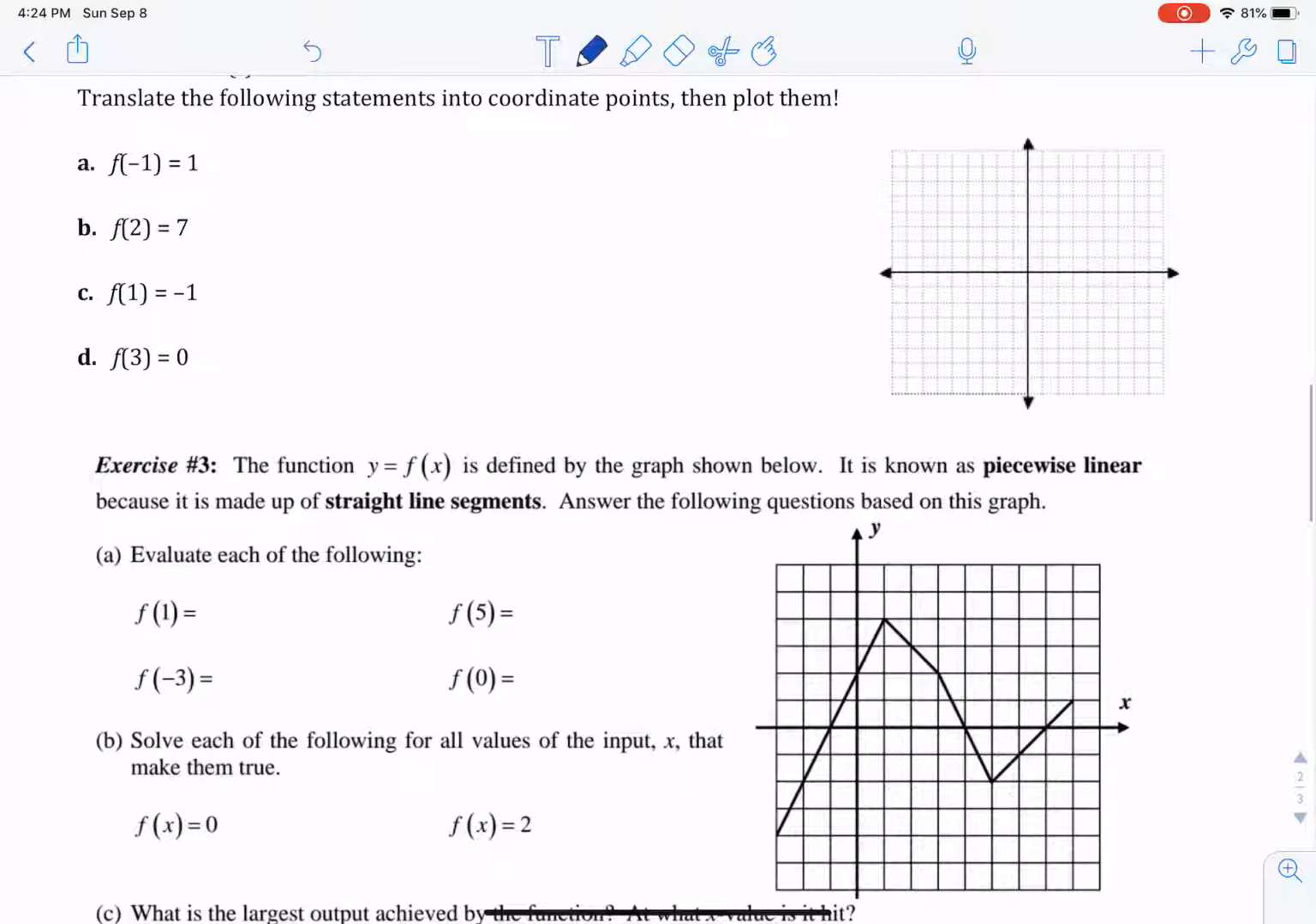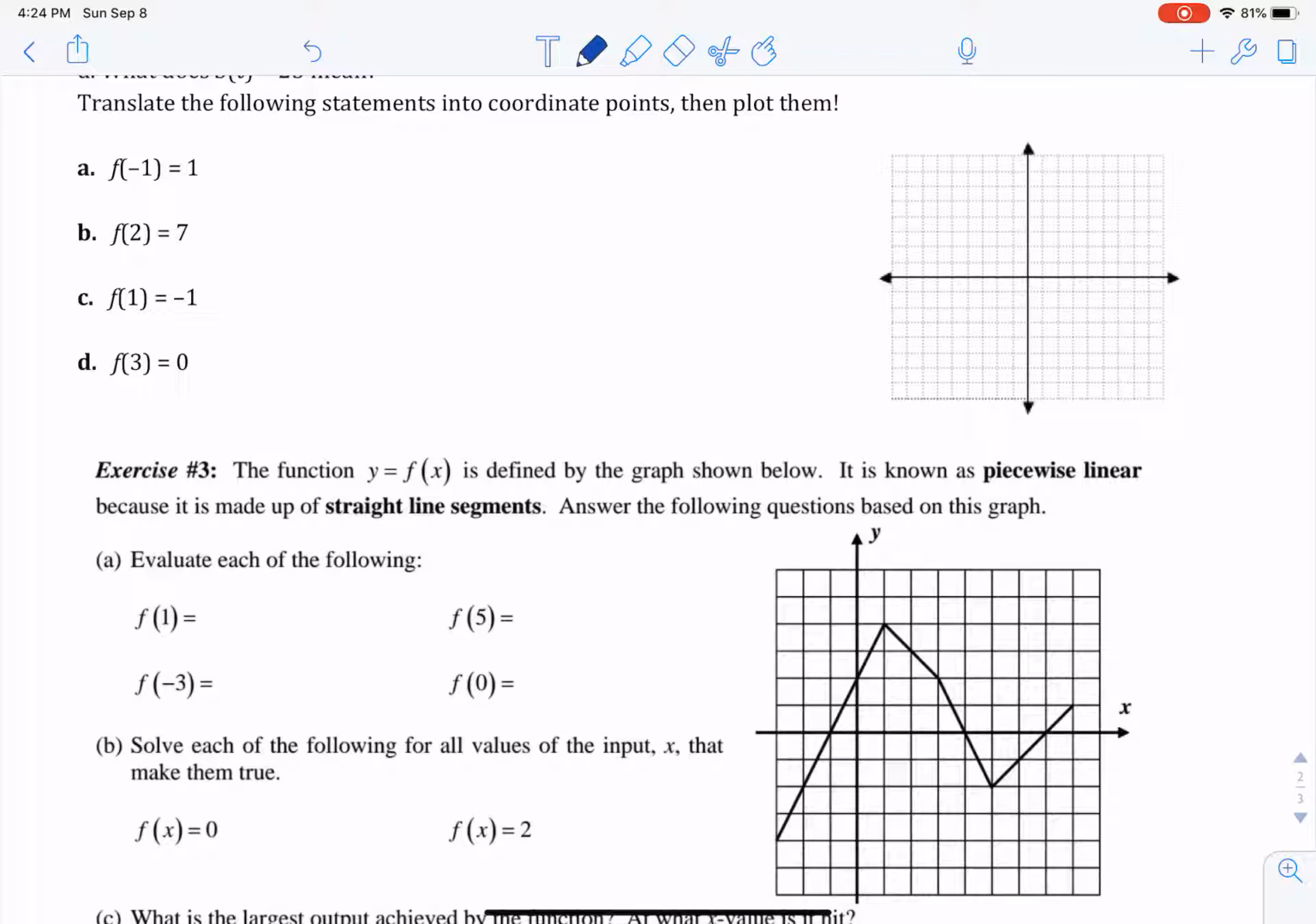Moving along, translate the following statements into coordinate points and then plot them. So again, this is f of x is equal to y. So negative 1, 1 is a point that they'd like us to plot over here. 2, 7, f of 2 is equal to 7. 1, 2, 3, 4, 5, 6, 7 up over here. 1, negative 1, so over 1 and down 1 right here. And my input or my x value is 3 and my output or my y value is 0. So over 3 and up 0.